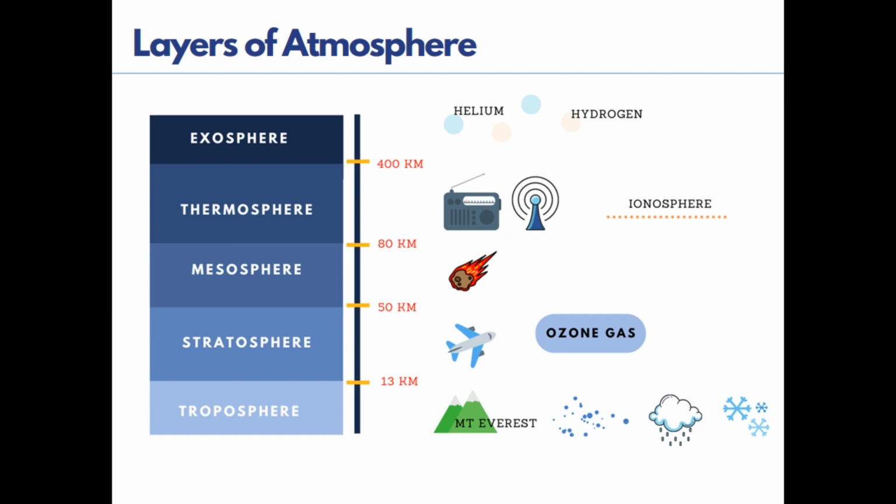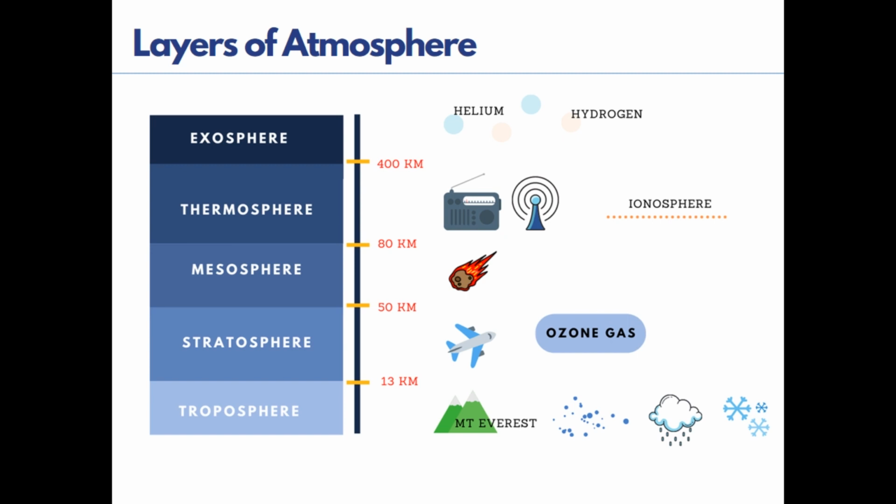Next comes the thermosphere. Here, temperature rises slowly and it varies from height to height. The ionosphere is a part of this layer. The thermosphere extends between 80 to 400 km, and this is also where radio transmissions take place. That is, radio waves transmitted from Earth are reflected back to Earth by this layer.